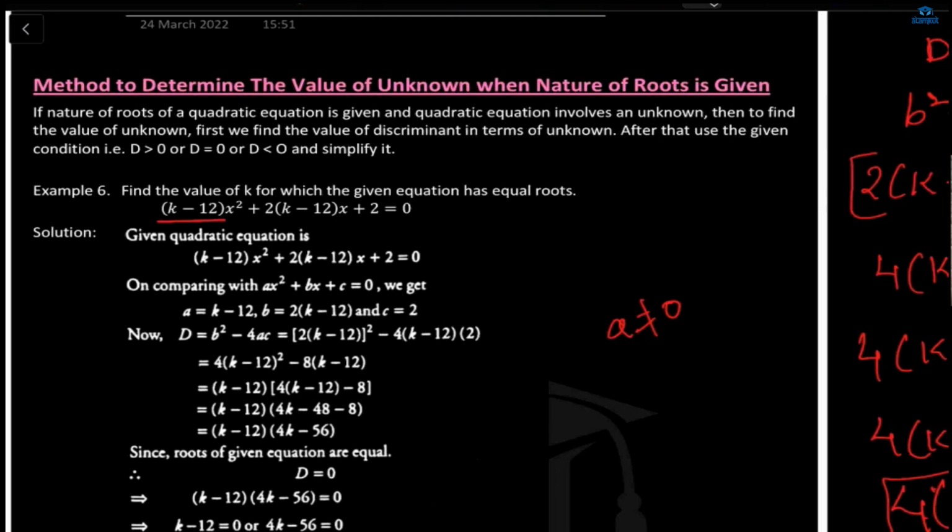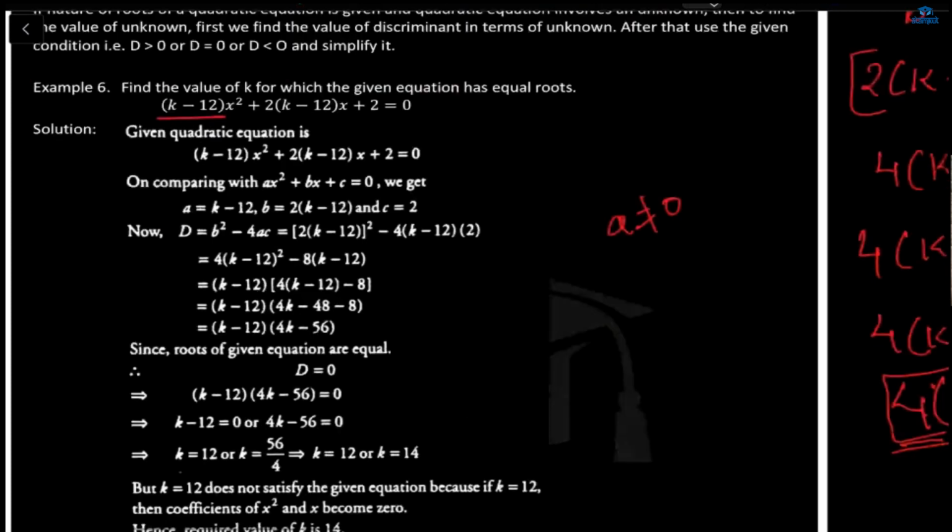If the value of D is greater than 0, then real and distinct roots exist. But if the value of D is less than 0, then imaginary roots exist. There we cannot find the roots, because inside the root you get a negative number, which is an imaginary number, and that number doesn't exist. So what we were doing here: it is given in the question that the roots are real and equal, or the roots are real and distinct, or the roots do not exist.